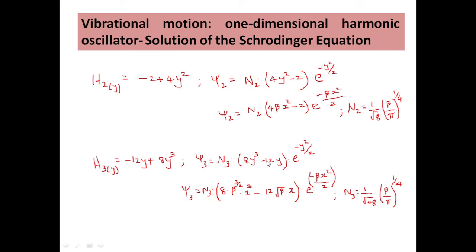Hermite polynomial of third degree into e raised to minus y squared by 2.